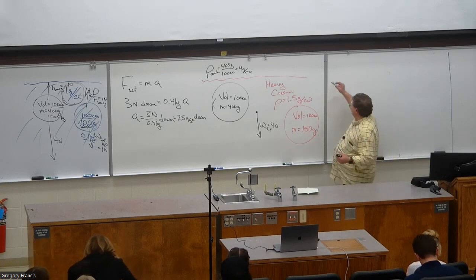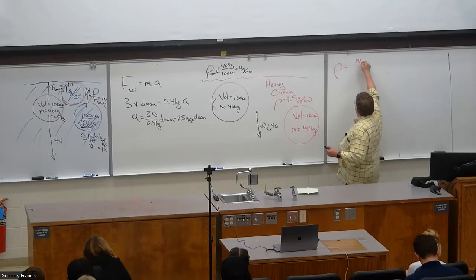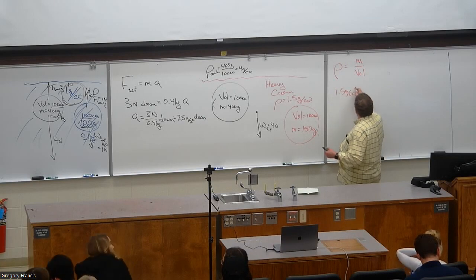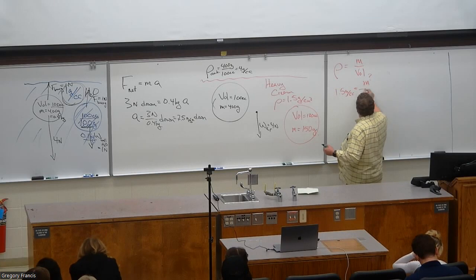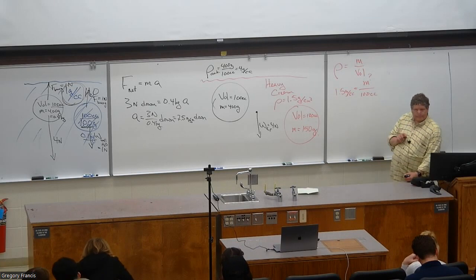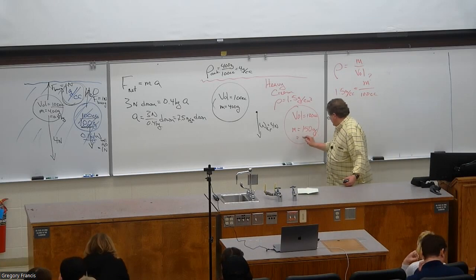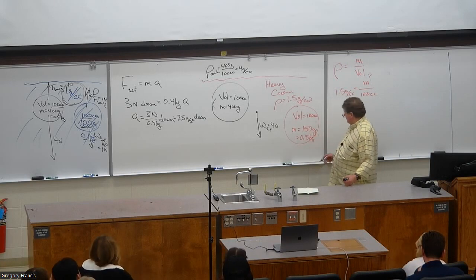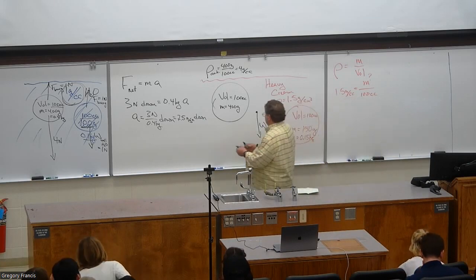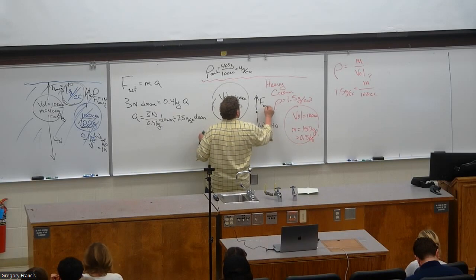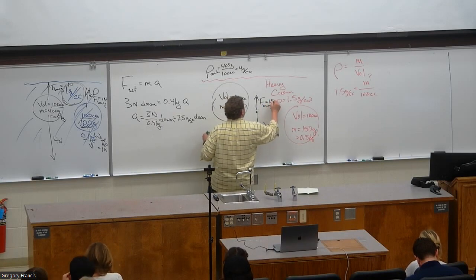If you're a math person that has to see the math, density is equal to mass over volume. This is 1.5 grams per cc. I'm looking for m, and I have 100 cc's. I just solve for m, and I get 150. Now 150 grams is 0.15 kilograms. And so that means the buoyant force here is not going to be 1 newton, but the buoyant force will be 1.5 newtons.